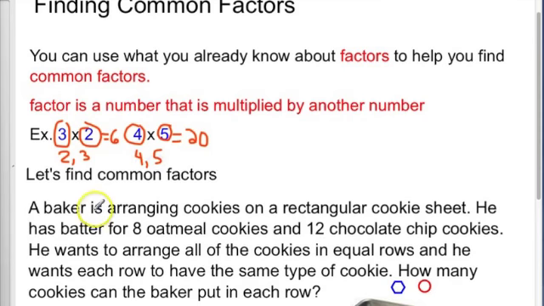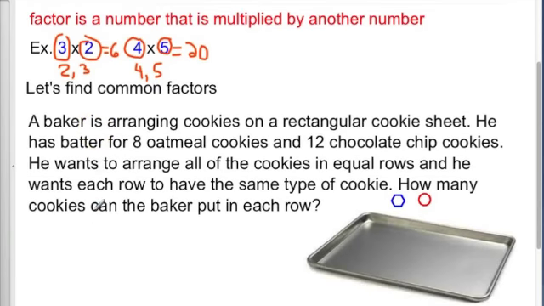The factors of 20 are 4 and 5. Now let's apply this to what we're going to be working on today. A baker is arranging cookies on a rectangular cooking sheet. He has batter for 8 oatmeal cookies and 12 chocolate chip cookies. He wants to arrange all of the cookies in equal rows, and he wants each row to have the same type of cookie. How many cookies can the baker put in each row?